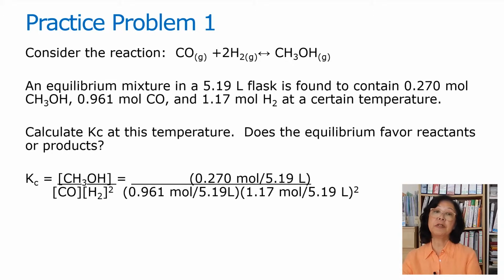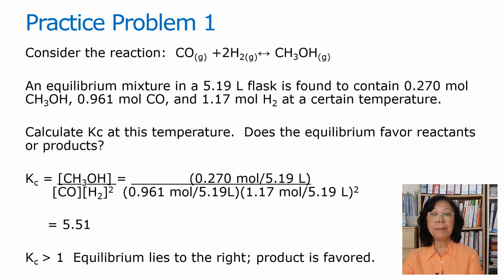The first thing we do is write the equilibrium constant expression, which is the concentration of methanol over the concentration of carbon monoxide and over the concentration of hydrogen raised to the power of 2. Then we plug in the numbers. Be sure you convert them into moles per liter. Now the Kc is calculated as 5.51. Because it's greater than 1, equilibrium lies to the right. Product is favored.